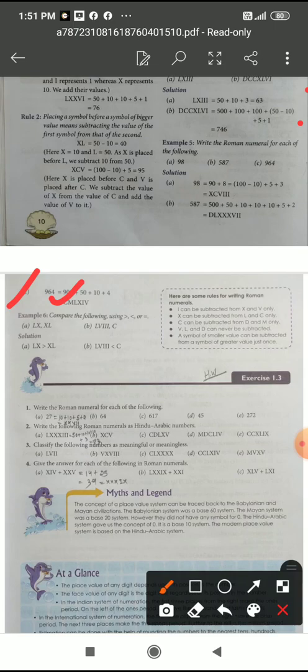Then 50 means L. Then X means 10, 4 means IV. So like this we see the examples.